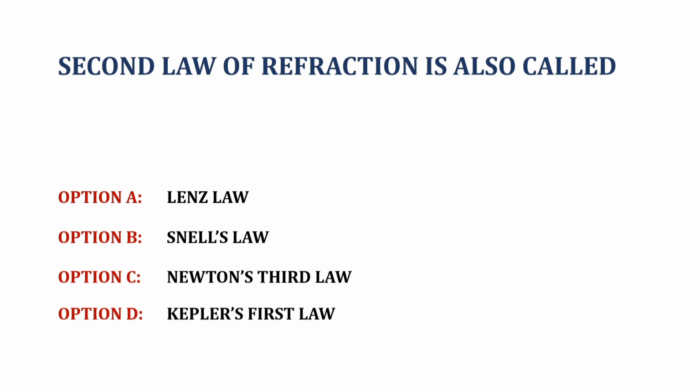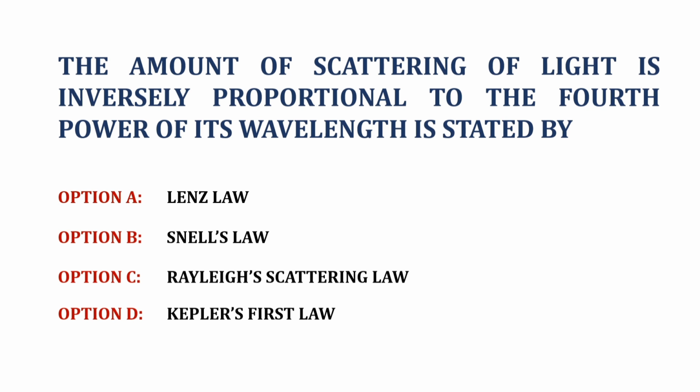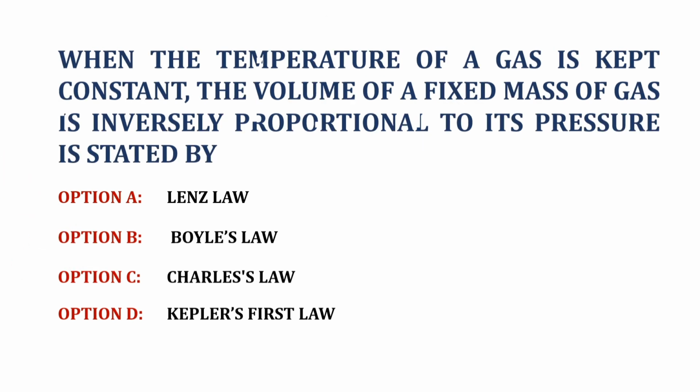Second law of refraction is also called option B, Snell's law. The amount of scattering of light is inversely proportional to the fourth power of its wavelength is stated by option C, Rayleigh's scattering law.